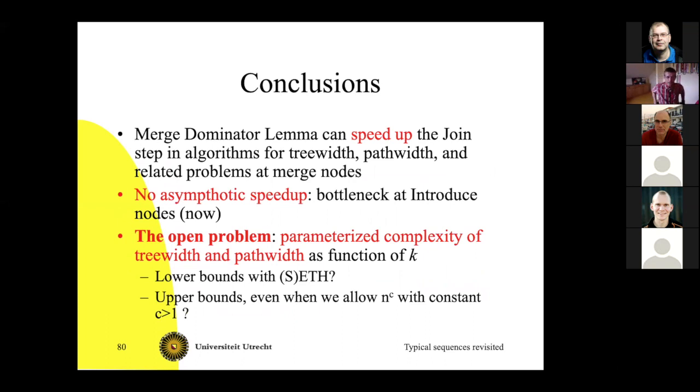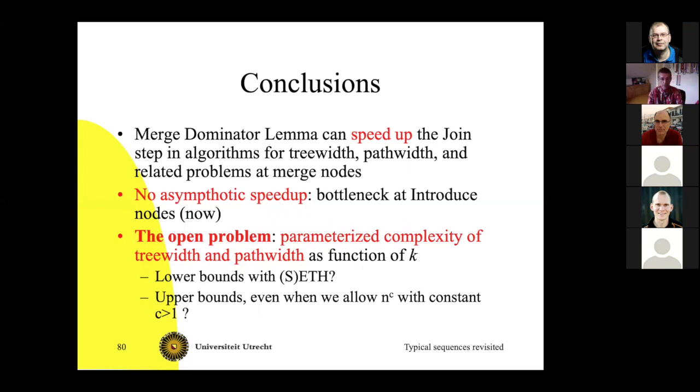We found this dominating merge dominator lemma surprising, in the sense that we didn't expect that to be the case, but in the end it turned out to be true. You can use it to speed up the join step in algorithms for Treewidth and Pathwidth and several other width measures, similar types of algorithms at the join nodes. But it doesn't give an asymptotic speedup, because now the bottleneck is moved to the introduce nodes. And that brings me to the open problem.